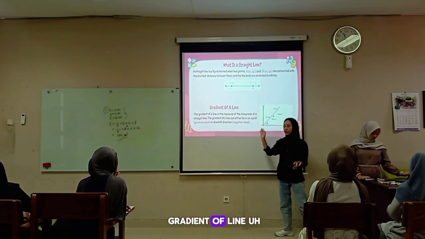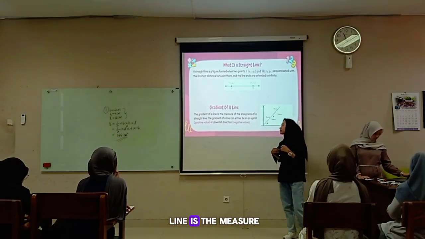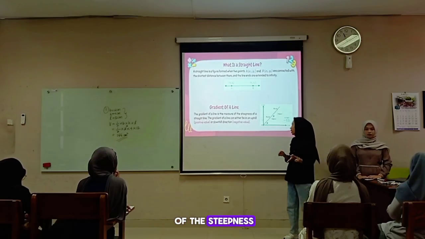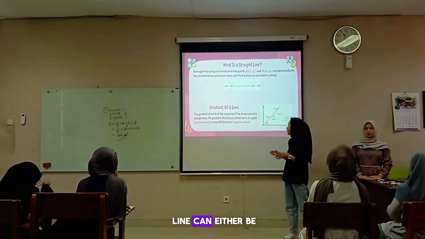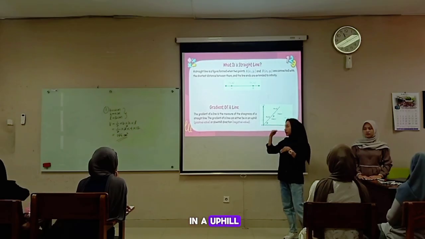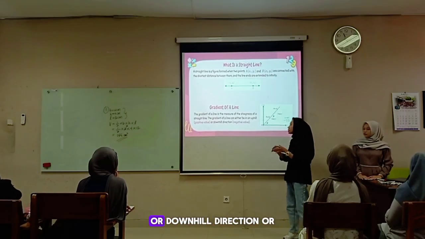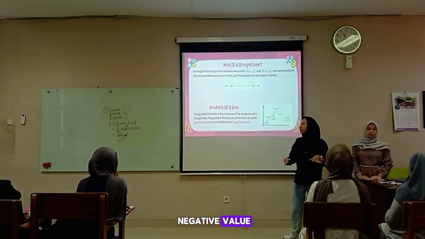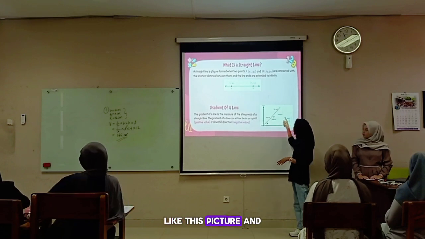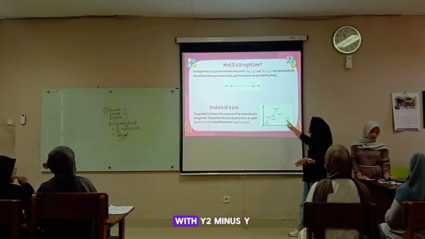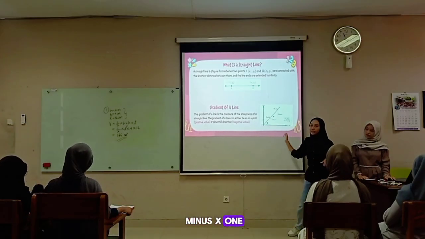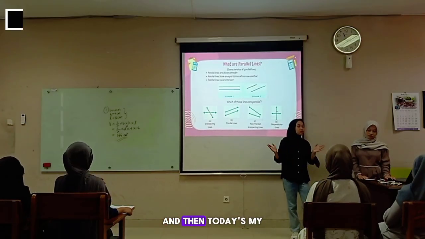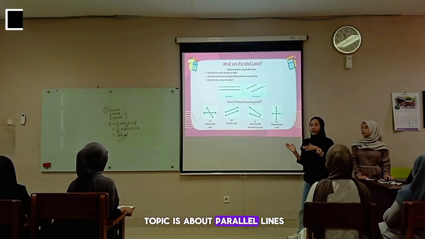The gradient of a line is the measure of the steepness of a straight line. The gradient of a line can be in an uphill direction, a positive value, or a downhill direction, a negative value, like this picture. And the gradient can be found with (y2 - y1)/(x2 - x1). Today's main topic is parallel lines.